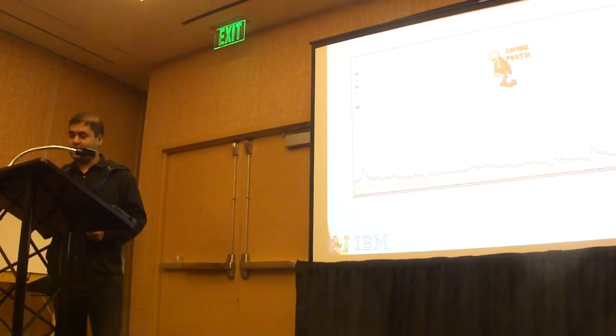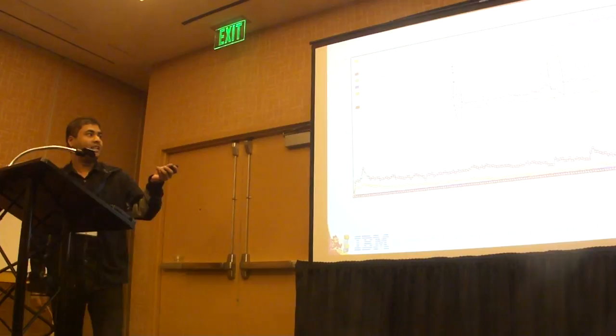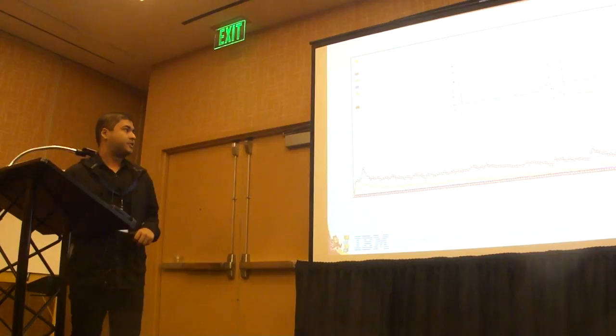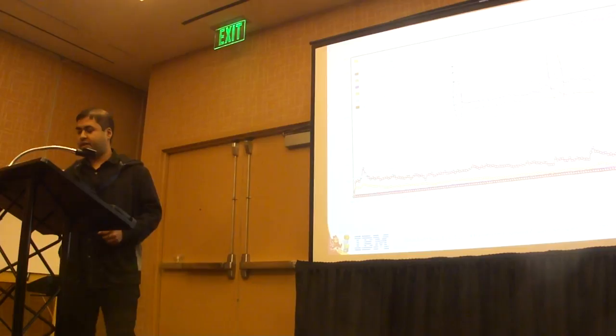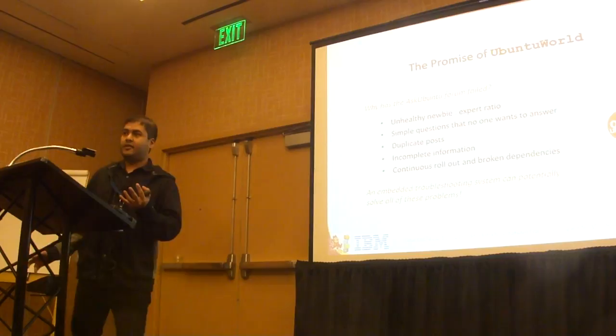And here's an example of when the spikes happen. The spikes are usually when a new Ubuntu comes out. The one on the right is when Ubuntu 16 came out, and this is when Ubuntu 14 came out, and that's when the need really spikes, and Ask Ubuntu doesn't really have the kind of platform to support this kind of traffic. So the reason we propose an embedded learning system is because if you look at the kind of problems that are there in the forum, it's because the number of new people is very large with respect to the number of real experts in the forum.